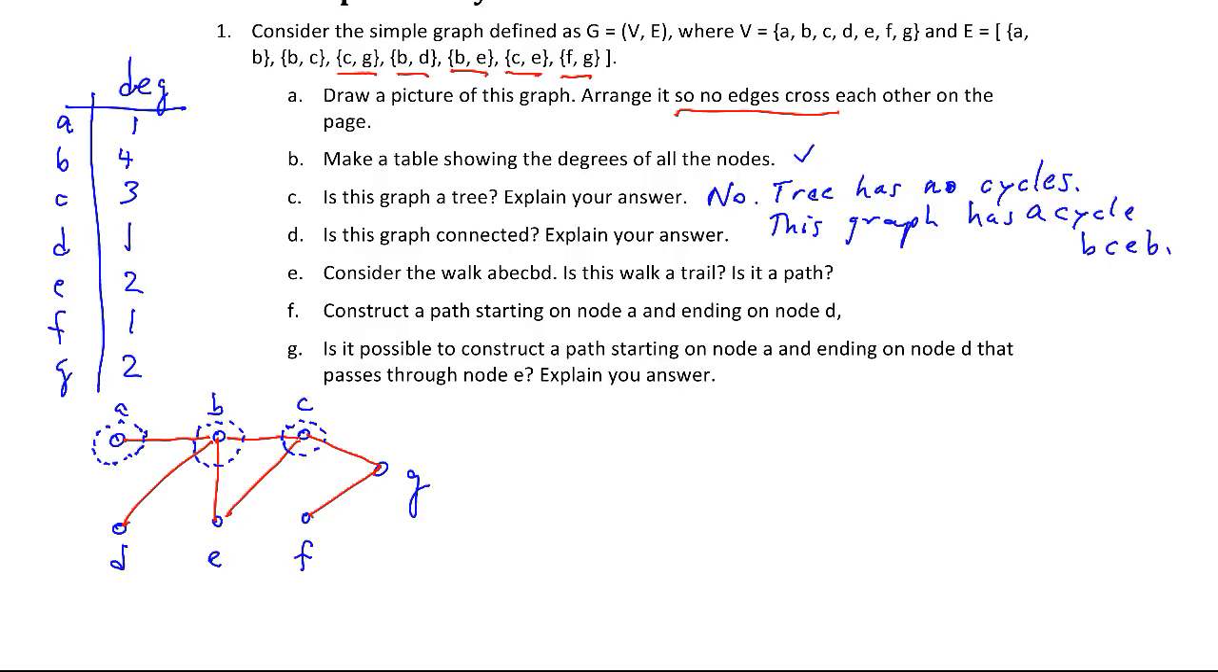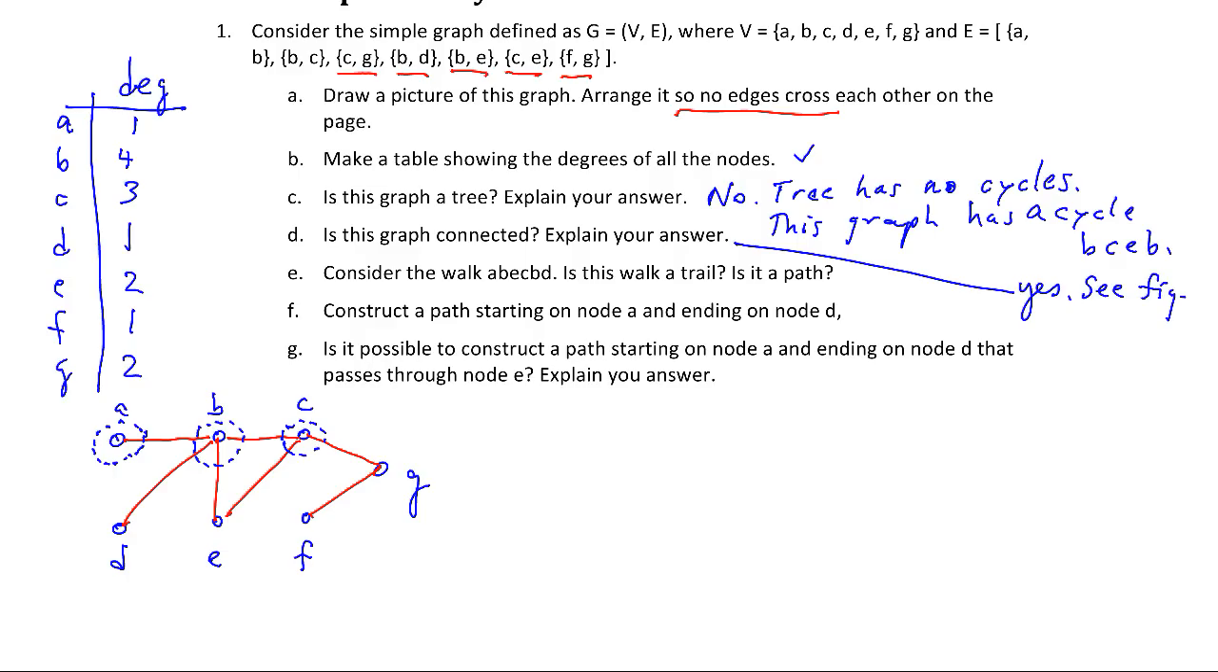Is the graph connected? Yes, it is. It's connected because there is a path from every node to every other node. Technically speaking, we have to make a list of all pairs of nodes and list out the paths between them. But it's obvious from the figure that this is connected.